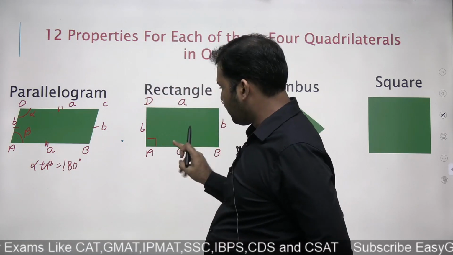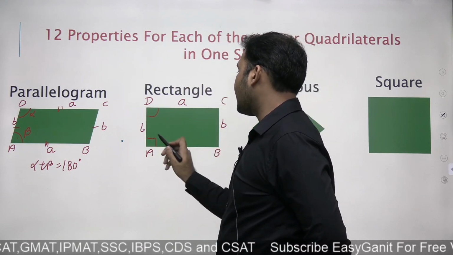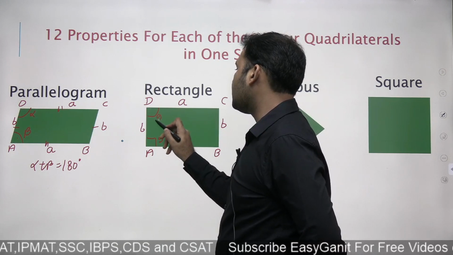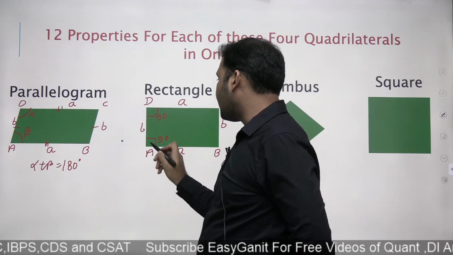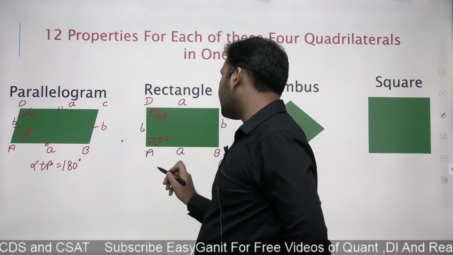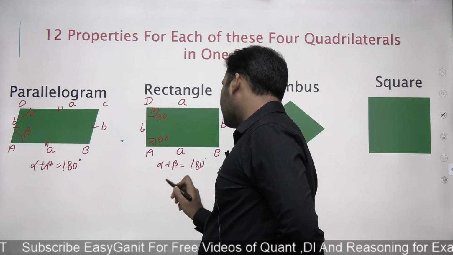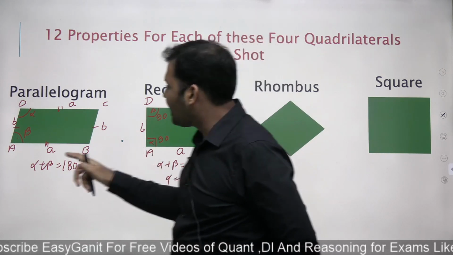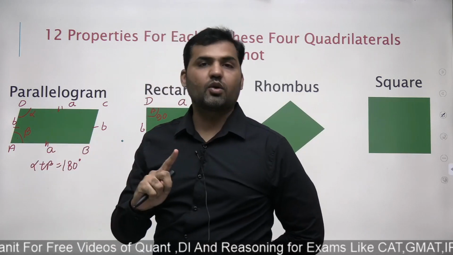So will this be true here also? Yes. This is 90, this is also 90, right? So 90 plus 90 will be 180 for sure. But you see that the summation of two adjacent angles here, let's say alpha plus beta, is also 180 degrees. But in this case, alpha is also equal to beta. Here, alpha plus beta is 180 degrees, but both of these two angles are not the same.